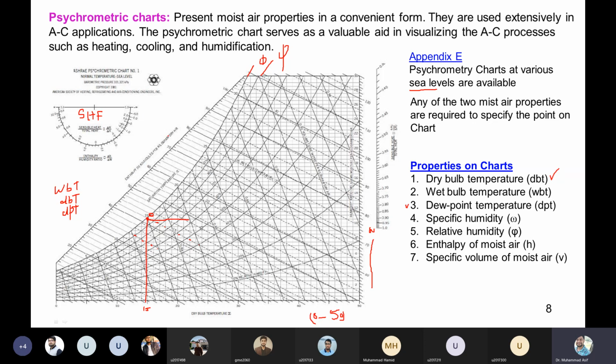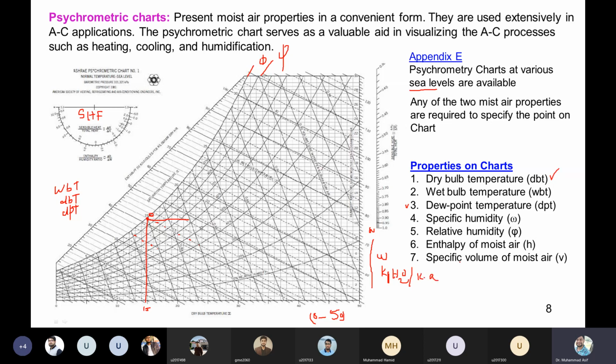The unit is very important. Please focus on this: the units on the psychrometric chart are very important. When we say enthalpy, that's the enthalpy of the moist air per kg of the dry air. Similarly, omega is the kg of water vapor per kg of dry air.